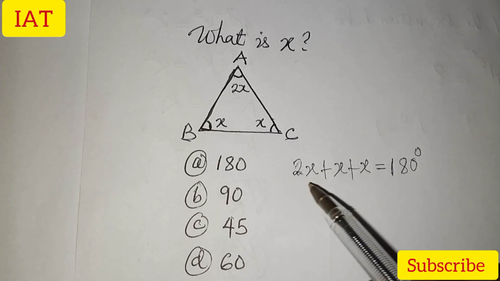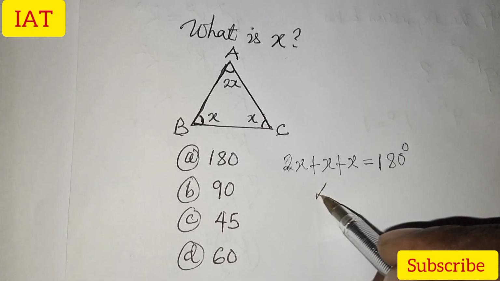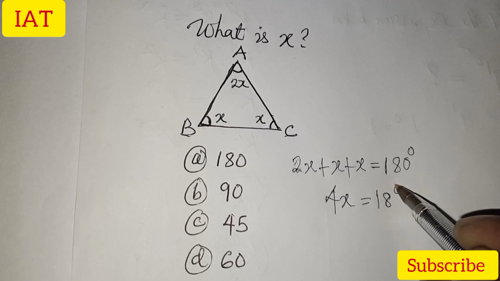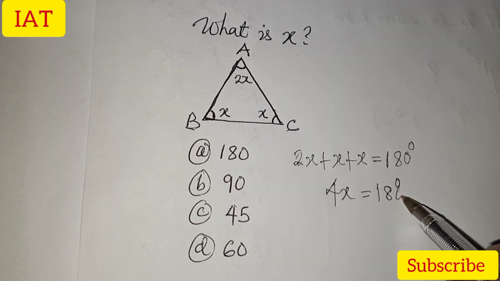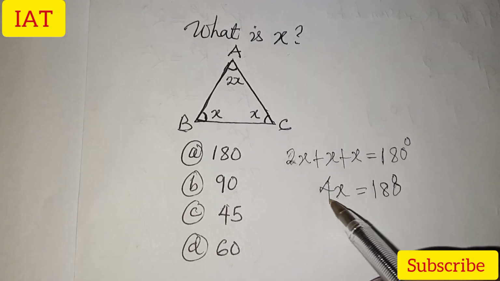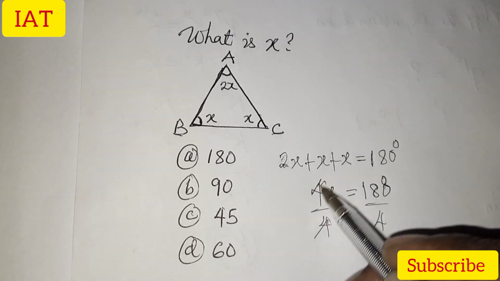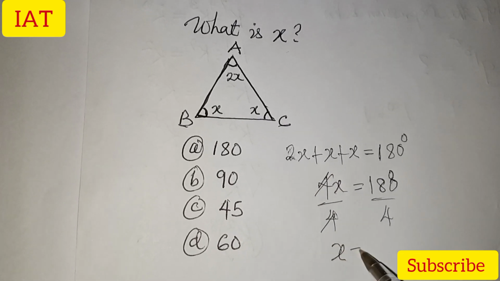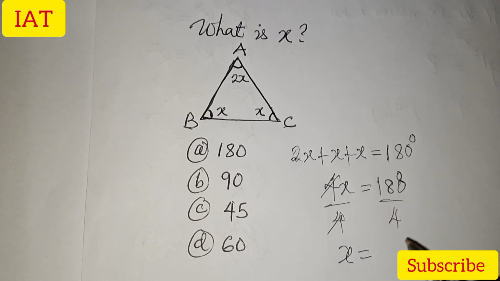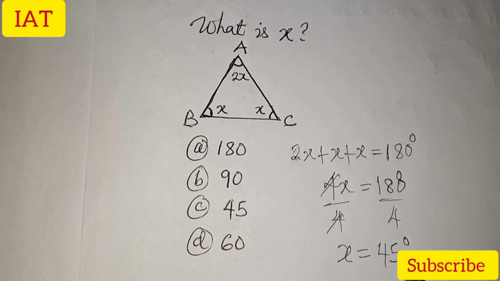So what is the next step? We're going to sum up this. 2x plus x gives us 3x, plus x gives us 4x. So we have 4x here equal to 180 degrees. So what is the next thing we're looking for? We are looking for the value of x. So we have to divide both sides by 4. And if we do that, what will be left is x. So x now at this point will be equal to, 4 goes into 180 is 45 times. So we have here to be 45 degrees.